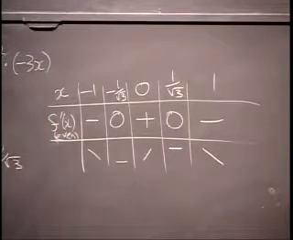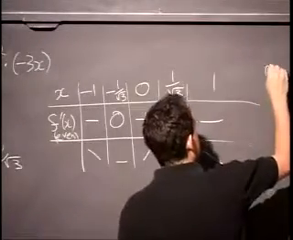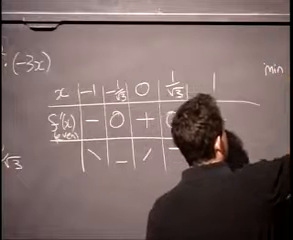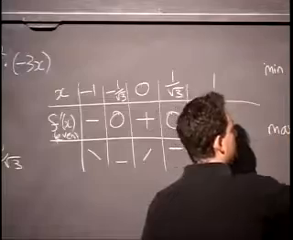And that's great. This is a minimum. So a minimum at x equals minus 1 over root 3, and a maximum at x equals 1 over root 3.